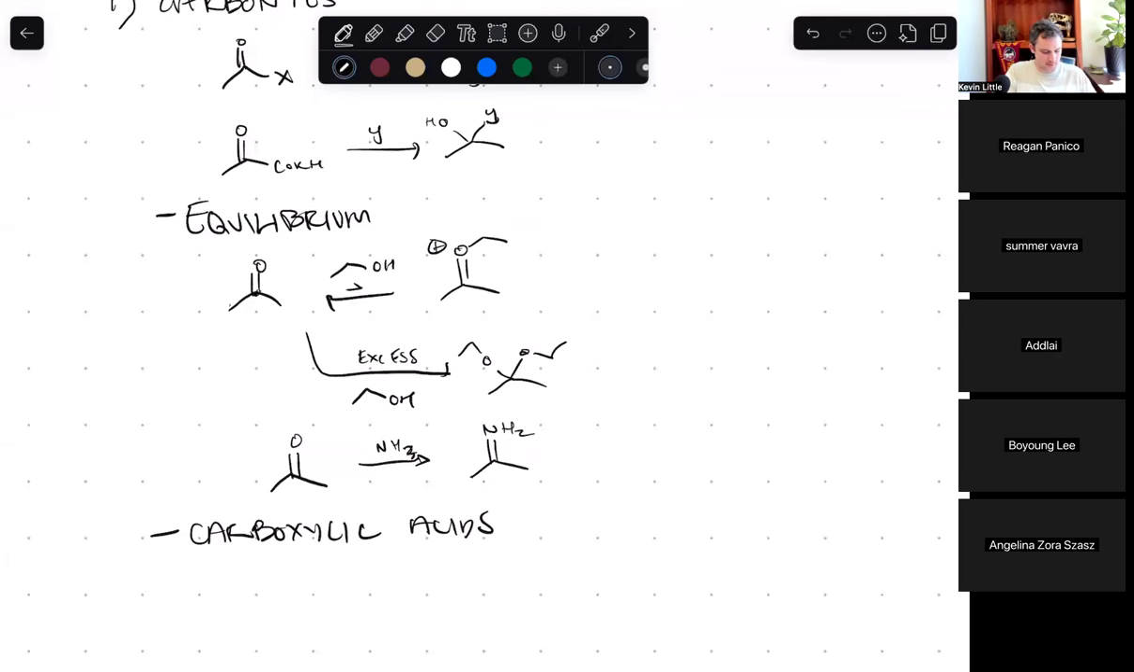Okay, so before I move on to carboxylic acid, someone said, how do I determine stability? And yeah, that has to do with equilibrium. So let me move this.